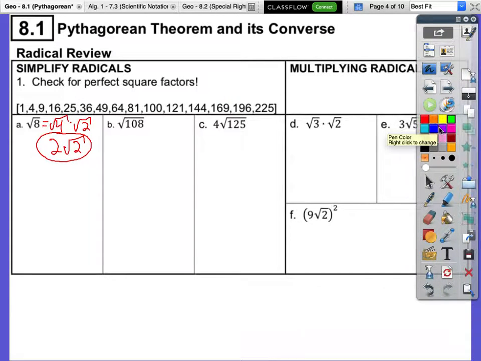I know up to 25. What's 25 squared? 625. Wait, 625? Yeah, it's 25 squared.